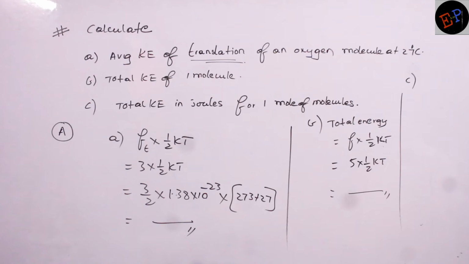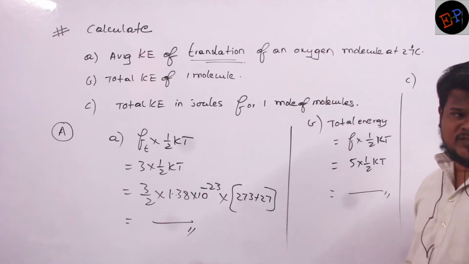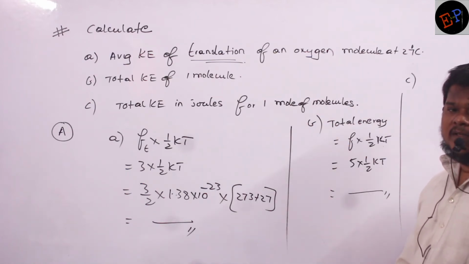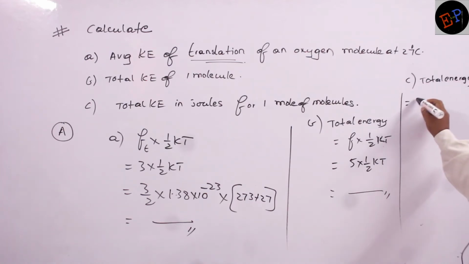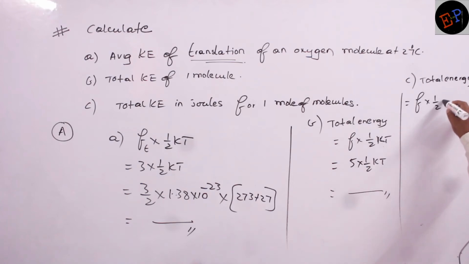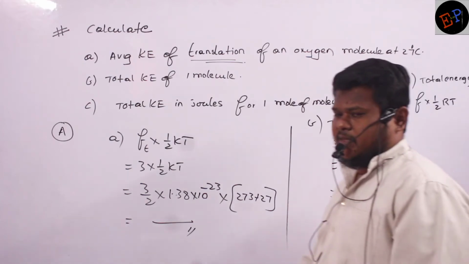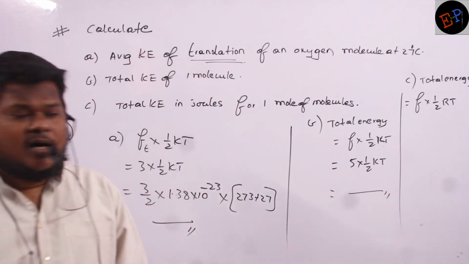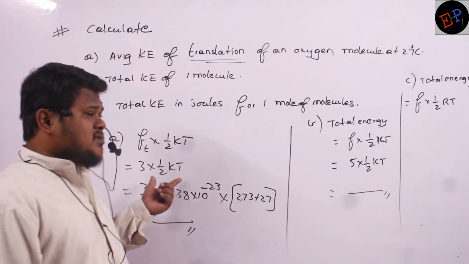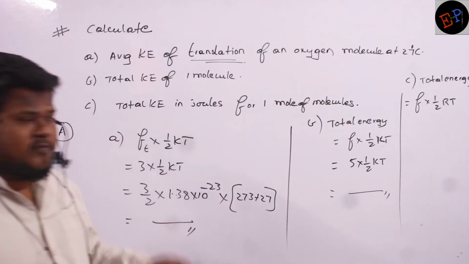Similarly, question C. Total kinetic energy in joules for 1 mole of molecules. For 1 mole of molecules, again the number of degrees of freedom multiplied by half RT. This is what we have to write. Half RT is the energy possessed by a mole of molecules, and half kT is the energy possessed by one single molecule. That is the difference.